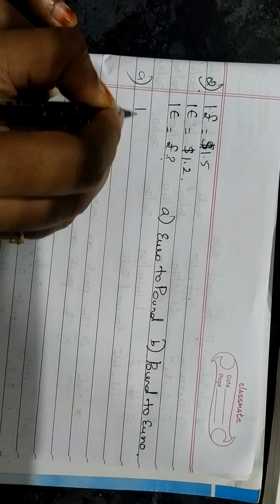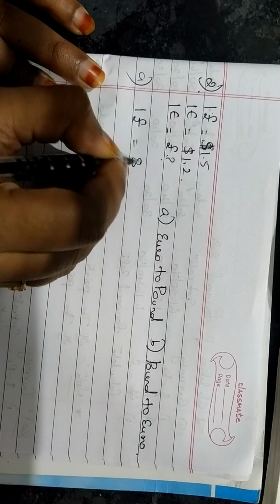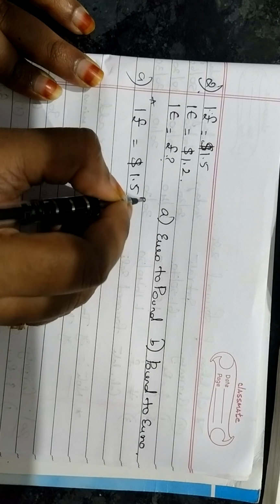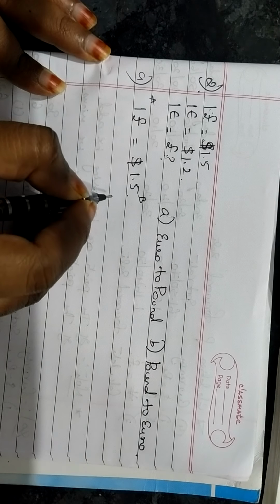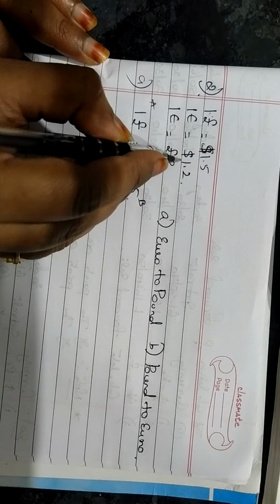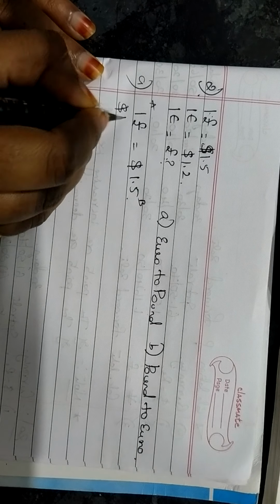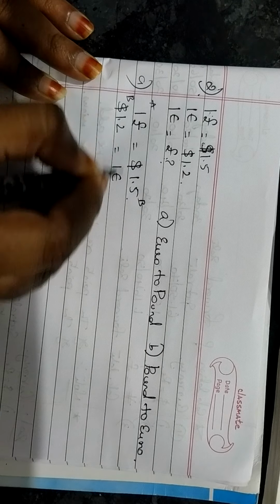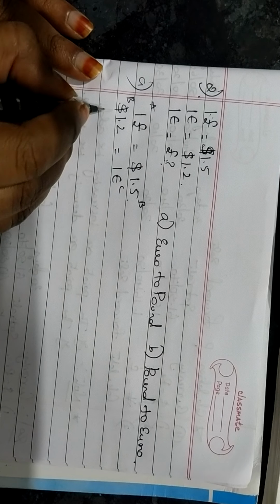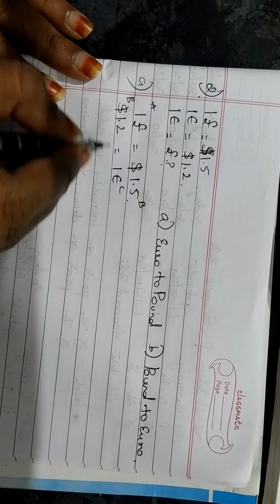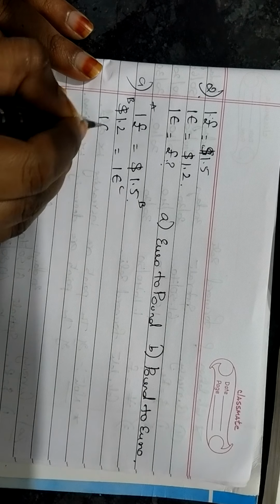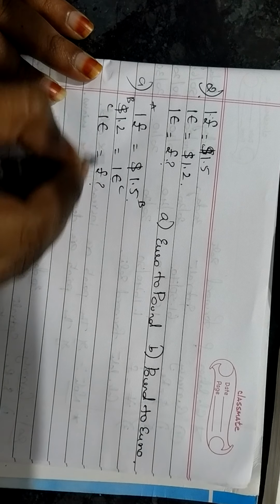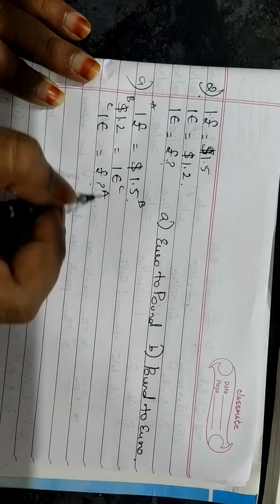So I'm going to write it as 1 pound is equal to $1.5. So this is A, this is B. Again B, C. So your second equation is there. So $1.2 is equal to 1 euro. So B, C is done. Next is what? If I've written euro here, again euro should come here. 1 euro is equal to how many pounds? So CA.